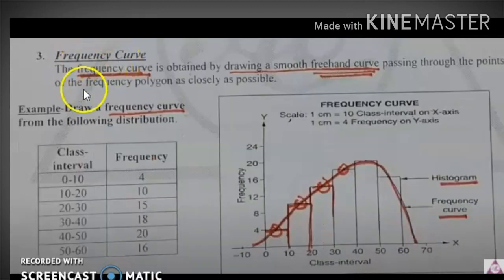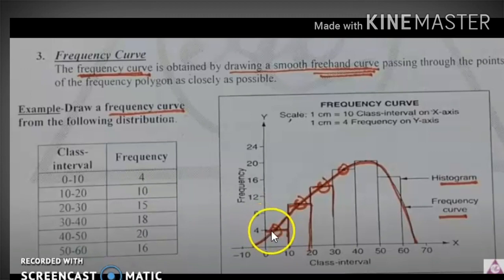Next is frequency curve. The frequency curve is obtained by drawing a smooth freehand curve passing through the points of the frequency polygon as closely as possible. So it's just a freehand without a scale. You can just join the midpoints and you can find the answer. So here 0 to 10, 10 to 20, 20 to 30, 30 to 40, 40 to 50, 50 to 60 is given. Here frequency 4, 10, 15, 18, 20, 16 is given.